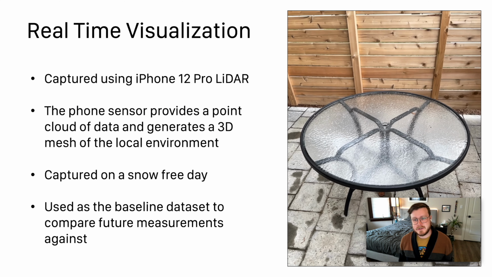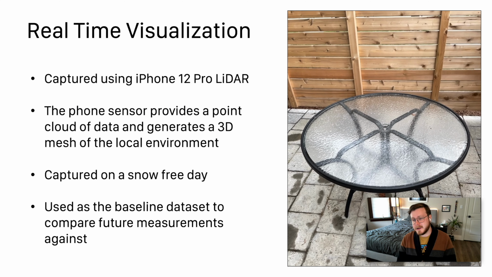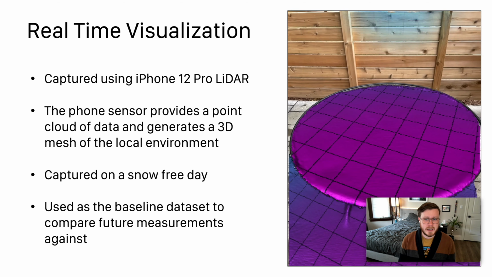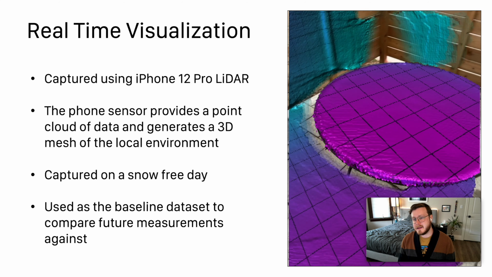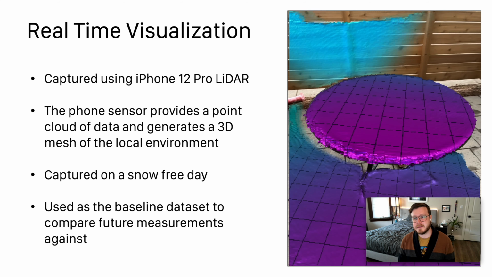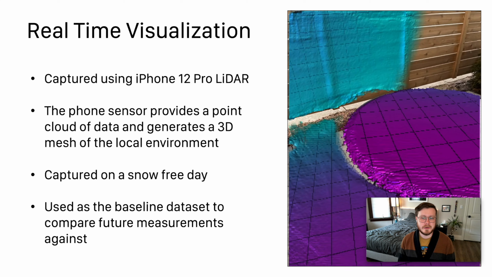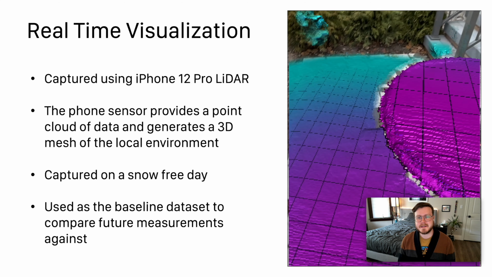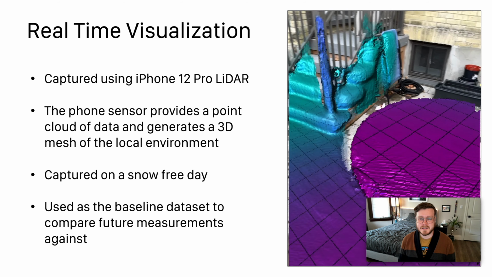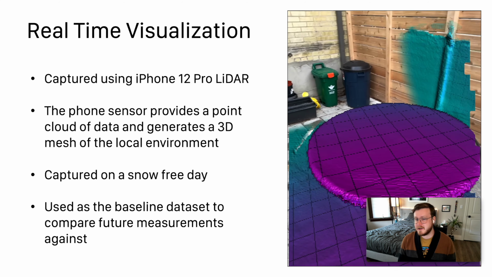And I'm showing a real-time visualization of what this looks like in my backyard on the patio for a snow-free observation. You can see from the video here as I move around, things closer to me are that deeper purple and further away are being mapped in that light blue. You can see the LiDAR picks up the ground, the table edges, the fence, parts of the tree and the stairs with a fairly high degree of accuracy.